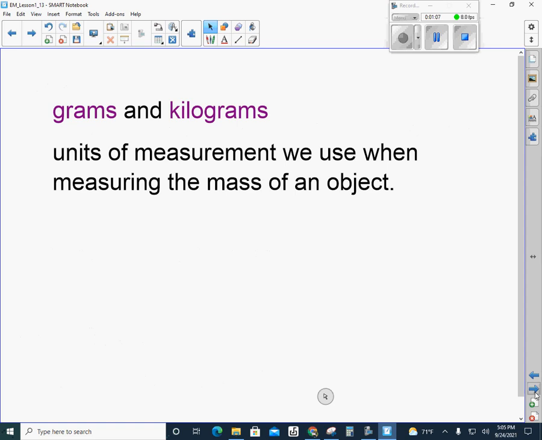A couple of other words that we're going to really look at in today's lesson are grams and kilograms. These are units of measurement that we use when measuring the mass of an object. So when we're measuring how heavy something is, you might hear me say that it is 20 grams, or 200 grams, or 2 kilograms. Those are units of measurement for measuring mass.